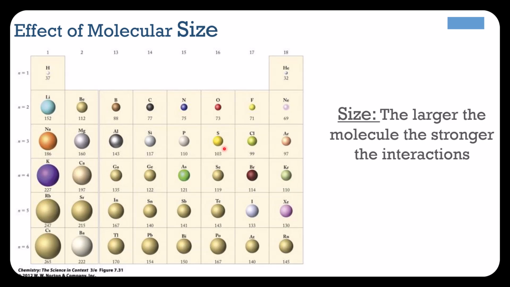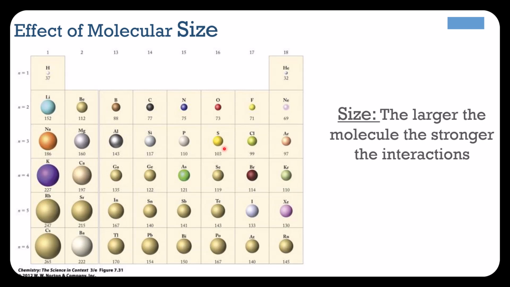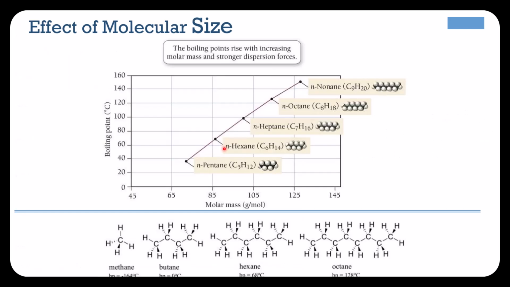Now, we just said that the bigger the molecule, the stronger its interaction is going to be. Well, how do we determine if a molecule is bigger or smaller? We use molecular mass, okay? If we're trying to compare two different molecules, we can add up the weight of all of the atoms that are present. Something with a higher molecular mass is going to be a bigger molecule.